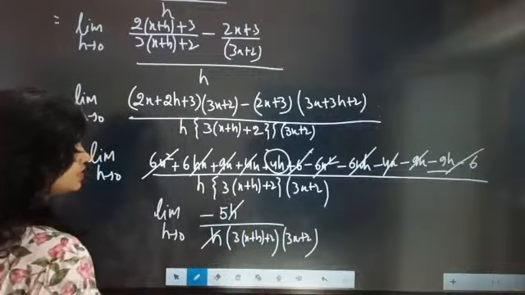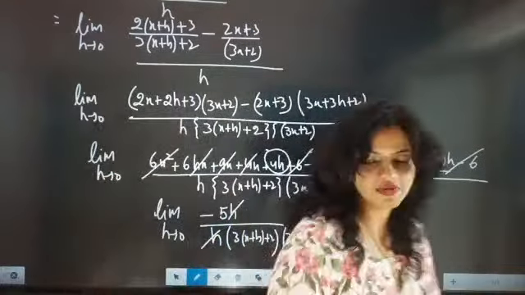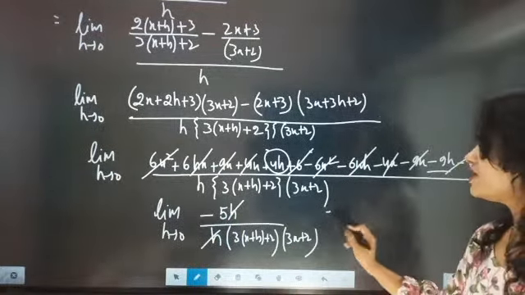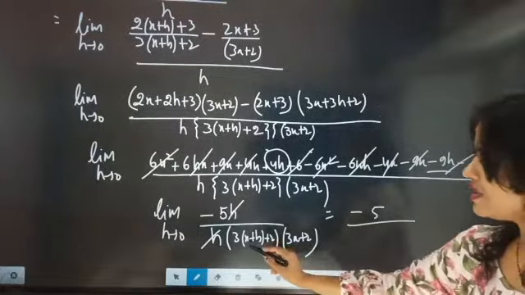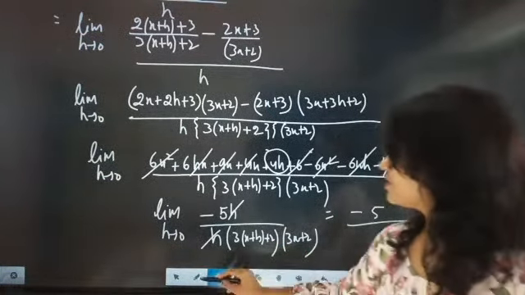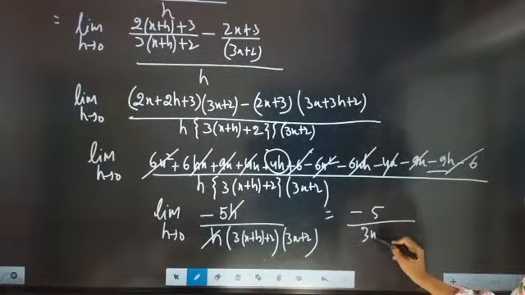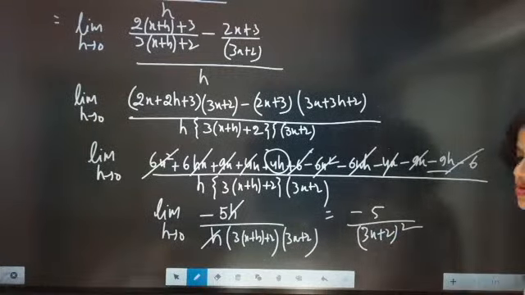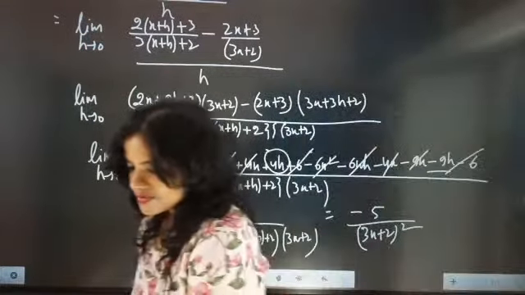So h and h cancel out, it's no more left. Story over. It is exactly going to be minus 5 by the x and h part. The moment you make this h equal to 0, what will happen? Nothing. So it is exactly going to come as minus 5 by (3x plus 2) whole square. Story over.